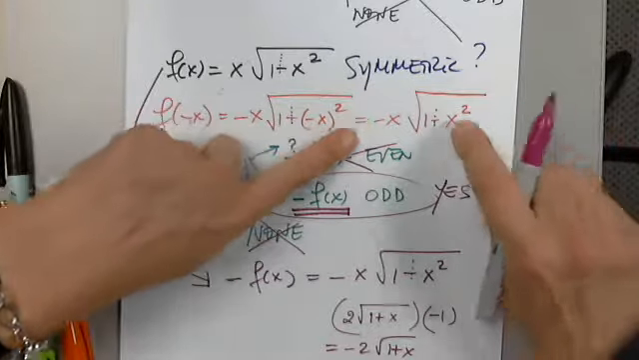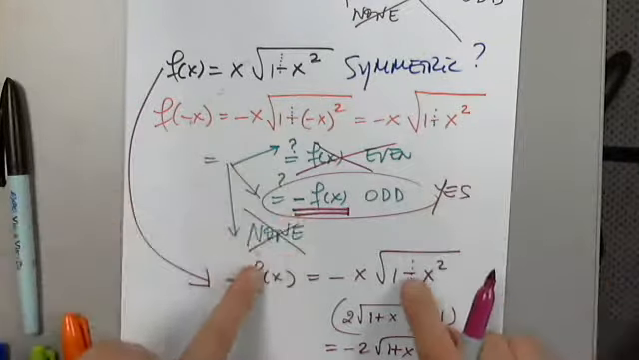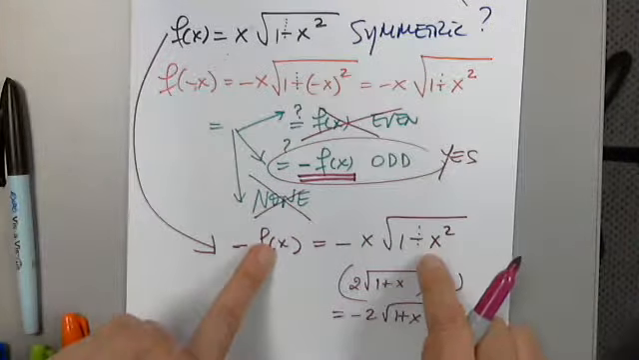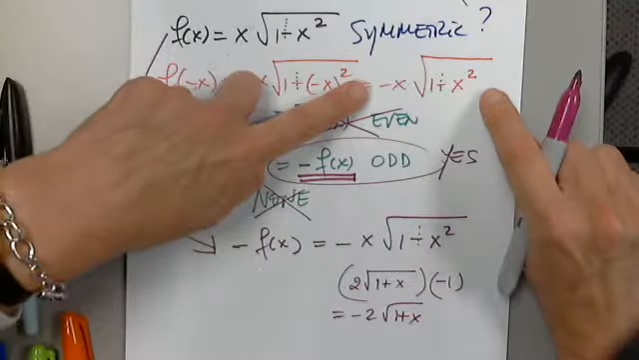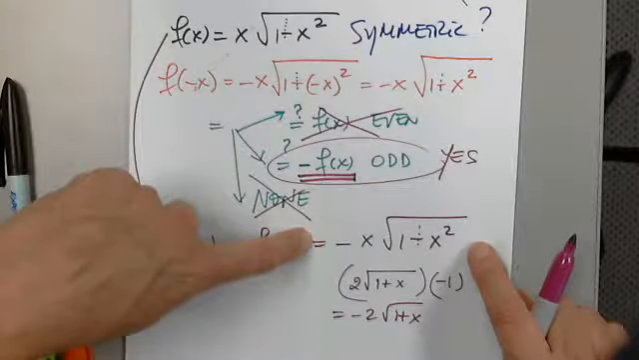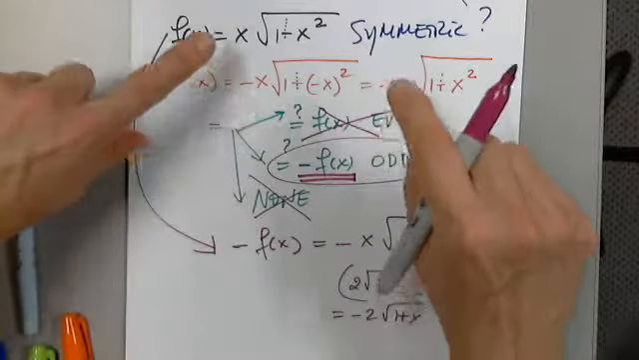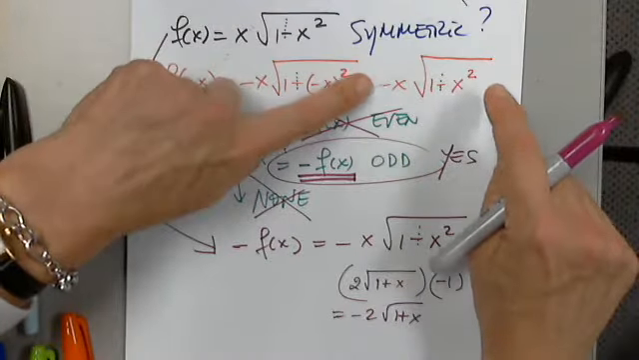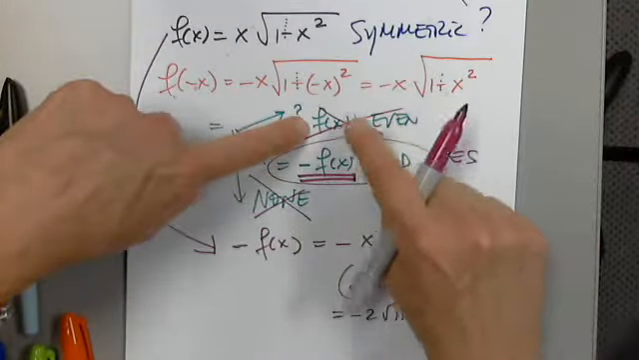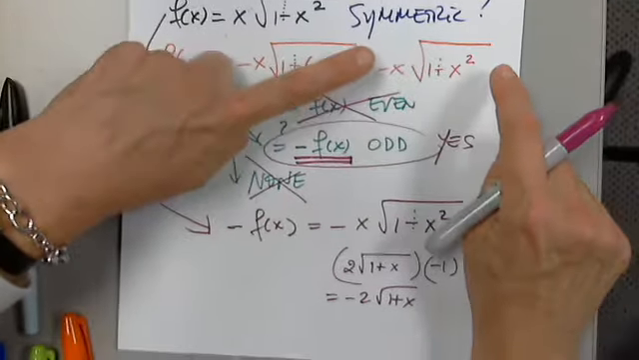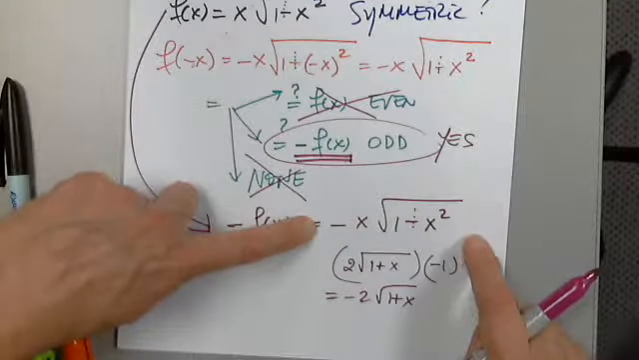Got it. So if this one has minus here and this one has plus, or vice versa, this expression will not equal this expression. So they have to be absolutely identical. Otherwise the function will not be symmetric. Either this way, f of negative x with f of x, or this way, f of negative x with the opposite of f of x.